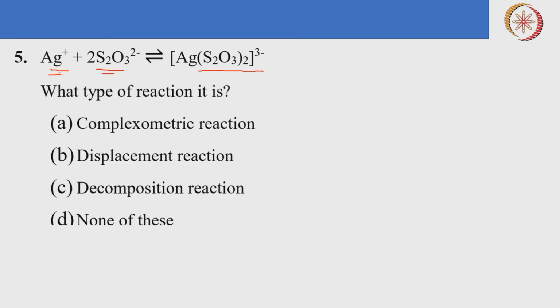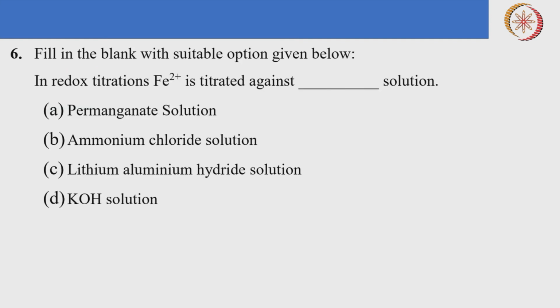So basically here you can see that Ag+ and S2O3 2- are reacting together, forming Ag[S2O3]. So some complex formation reaction is happening. You can say a complexometric reaction is happening. So the answer is A.